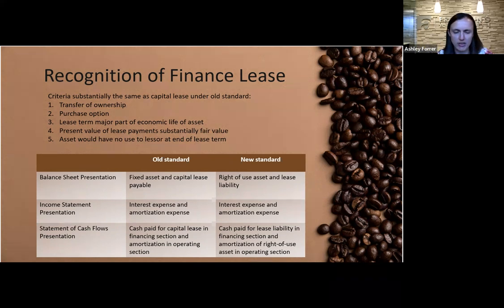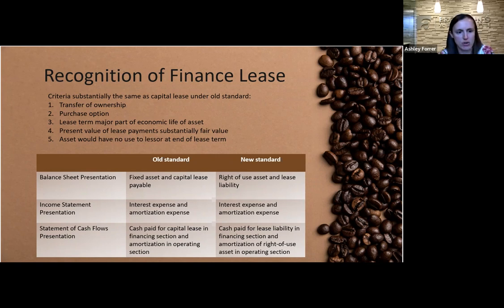Around 75% would be kind of a go-to amount to be considered major. Or if the present value of the lease payments is substantially the fair value of the asset that's being leased. Or if the asset would have no use to the lessor at the end of the lease term. So those are our 5 criteria that you would want to look at to consider if it's a finance lease or an operating lease.